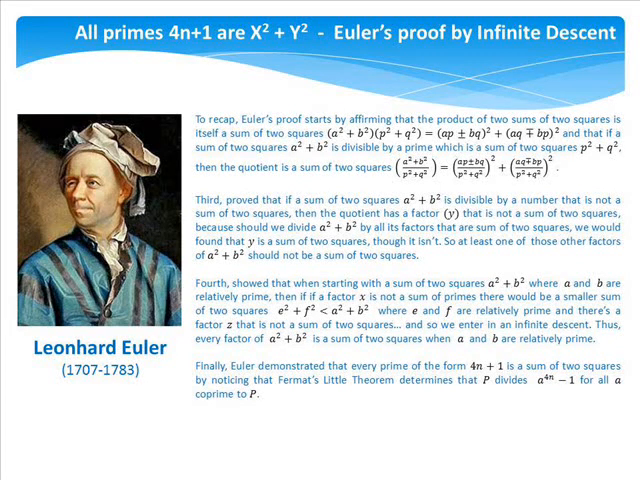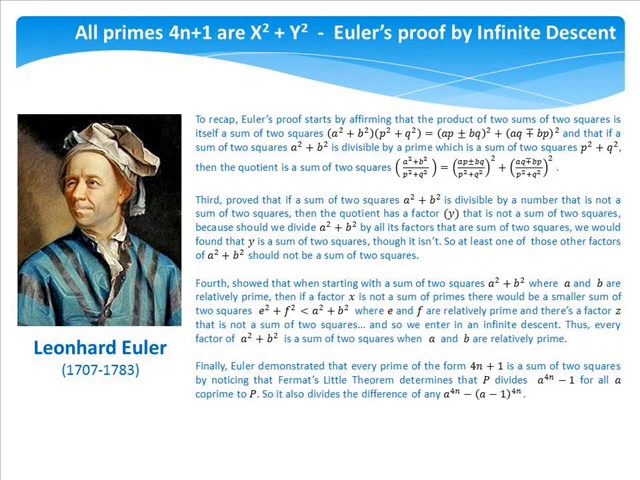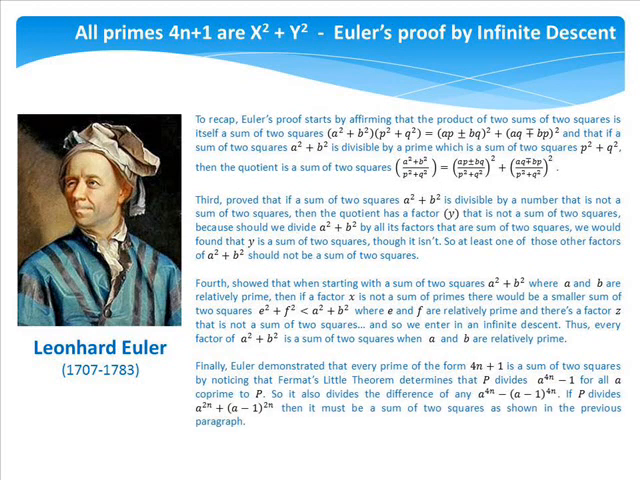Finally, Euler demonstrated that every prime of the form 4n plus 1 is a sum of two squares by noticing that Fermat's theorem determines that p divides a raised to 4 times n minus 1 for all a coprime to p. So it also divides the difference of any a raised to 4 times n minus a minus 1 raised to 4 times n. If p divides a raised to 2 times n plus a minus 1 raised to 2 times n, it must be a sum of two squares as shown in the previous paragraph.